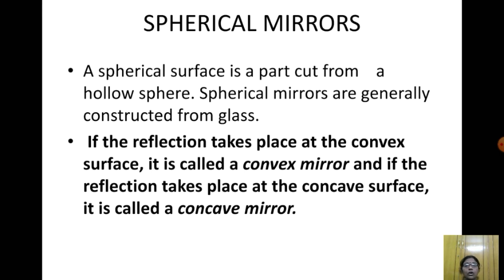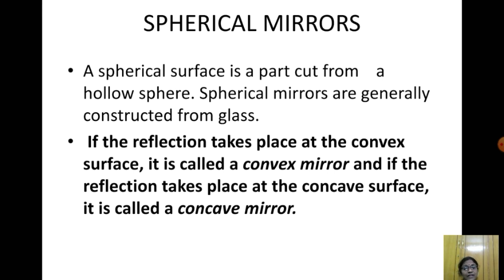Now, if you are going to talk about reflection, then we have to know what spherical mirrors are. Spherical mirrors are nothing but a cut portion from a hollow sphere. These spherical mirrors are generally constructed from glass. We have two different types of mirror from this spherical mirror. What are the two types? Nothing but the convex mirror and the concave mirror.